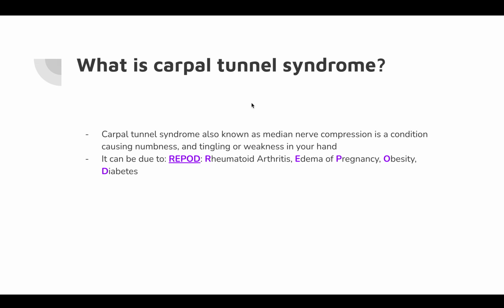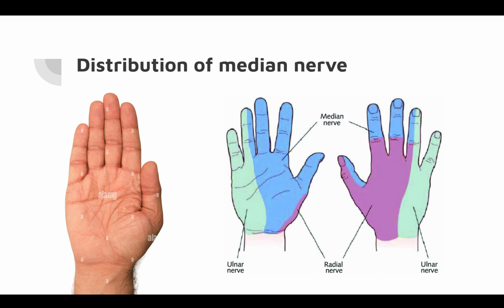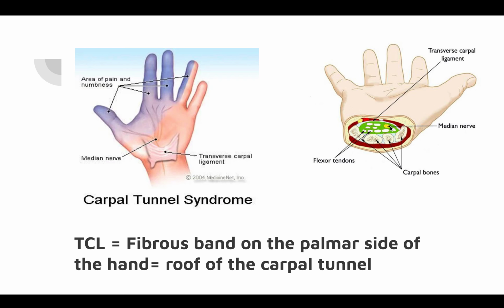Remember, this is actually due to inflammation. So what might cause compression of the median nerve over here as it passes through? Well, there could be inflammation of the synovium, which is known as synovitis. Itis means inflammation, right? So you can have inflammation.